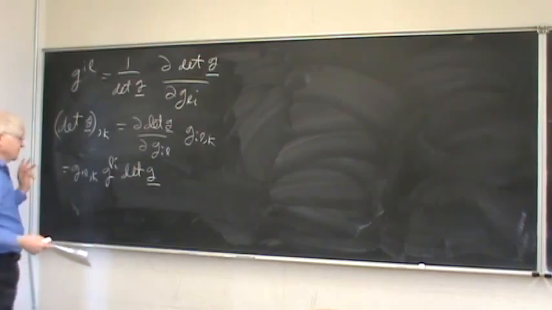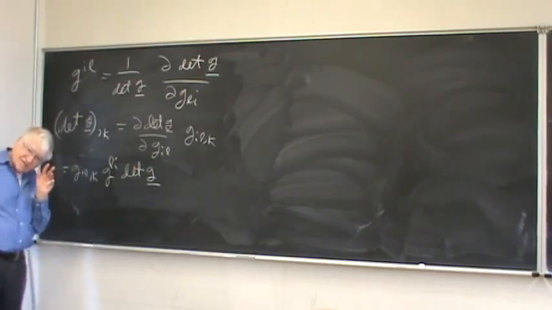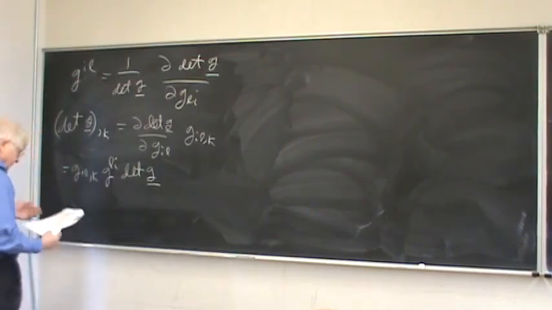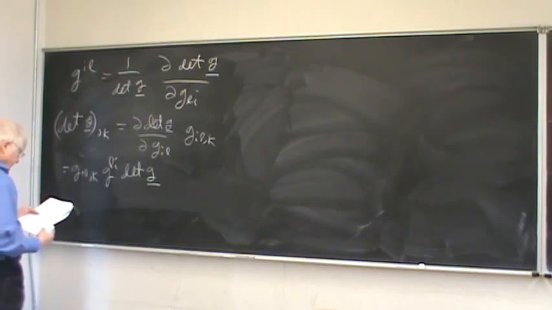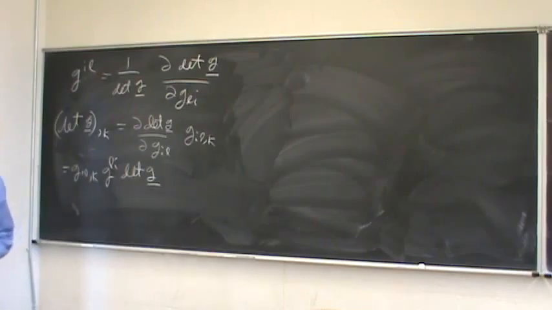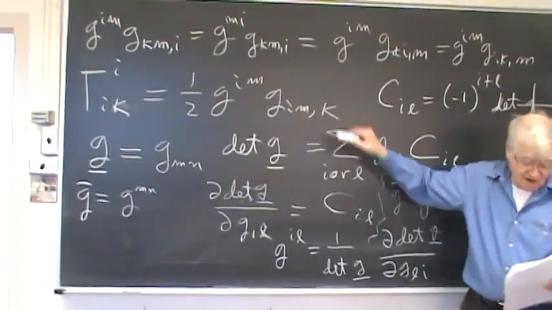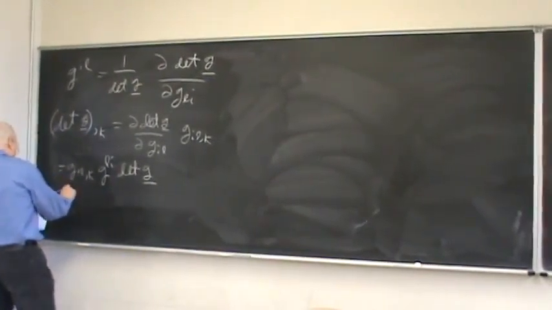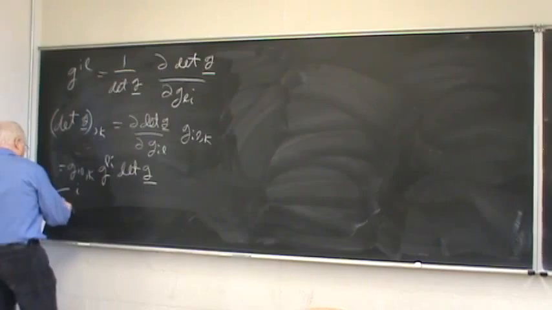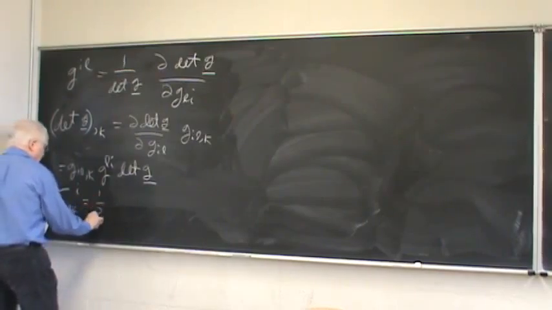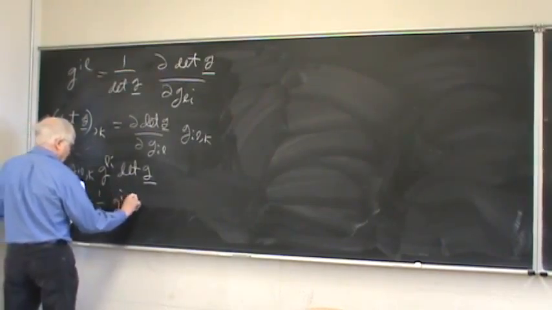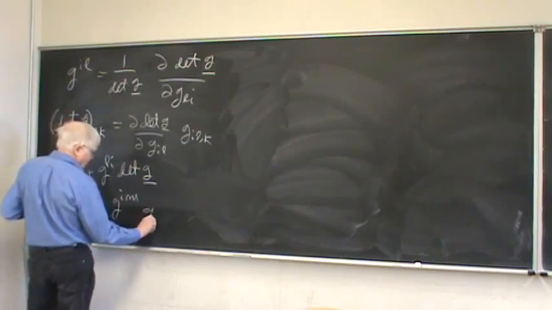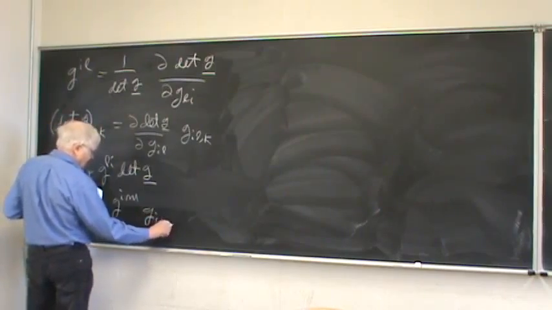Now we go back to the case of the symmetry of the metric tensor. And our formula for the contracted connection, which is this. And so, writing that down again, what we have is gamma^I_{IK} is a half G^{IM}_{,K}.